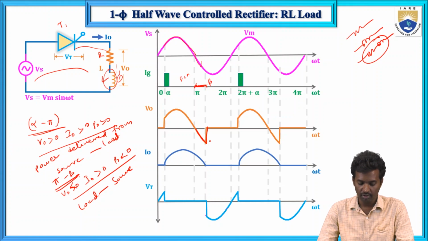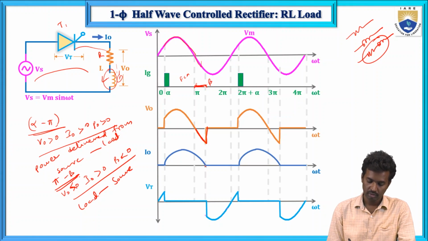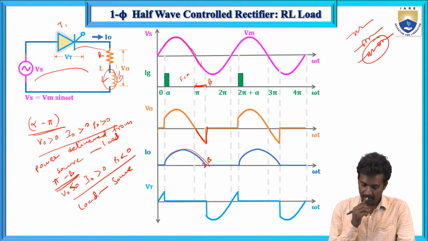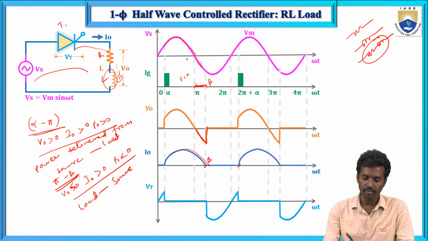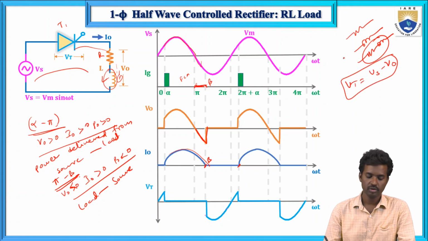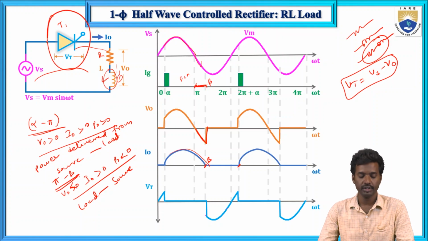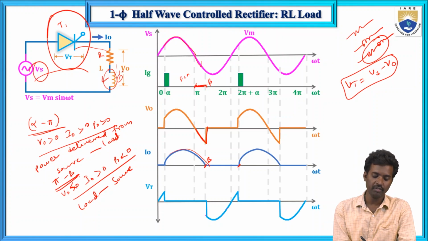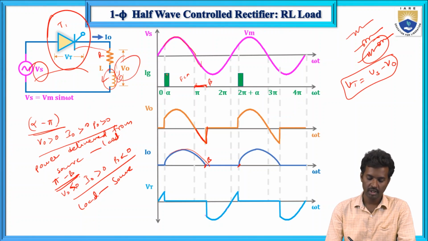And what about the current waveform? Here the current is up to this beta only. Now Vt is always Vs minus V0. So the thyristor voltage, if you apply KVL, is Vs minus V0. Subtract this output voltage waveform from the supply voltage waveform and you will get this Vt. Add these two waveforms and you will get the supply voltage.